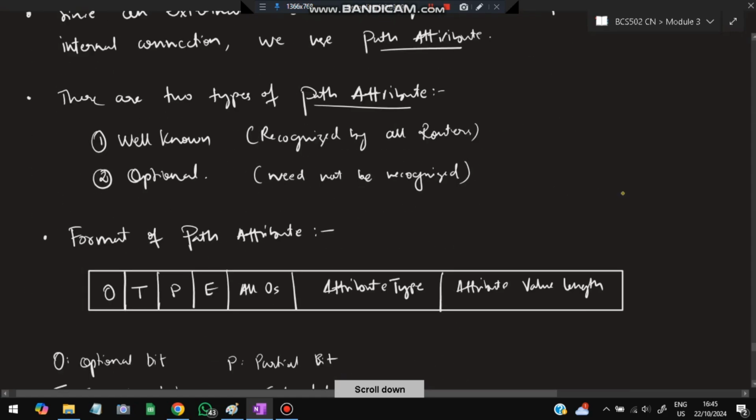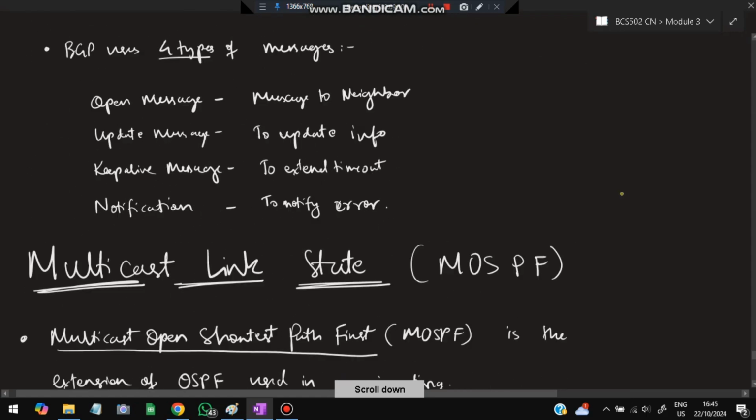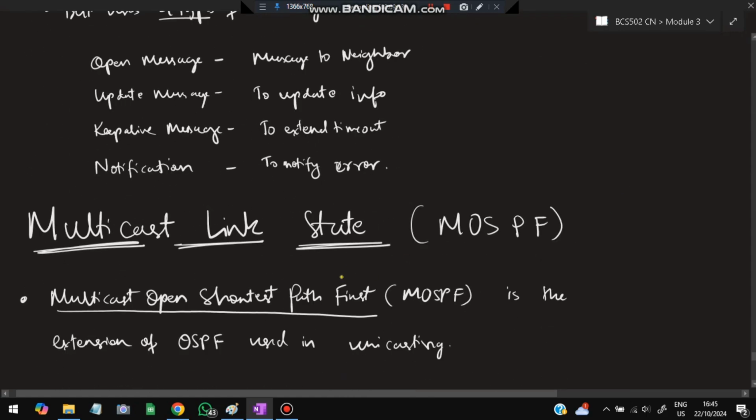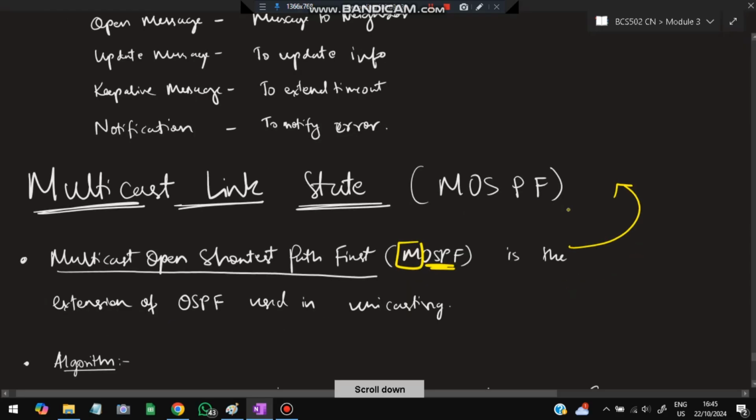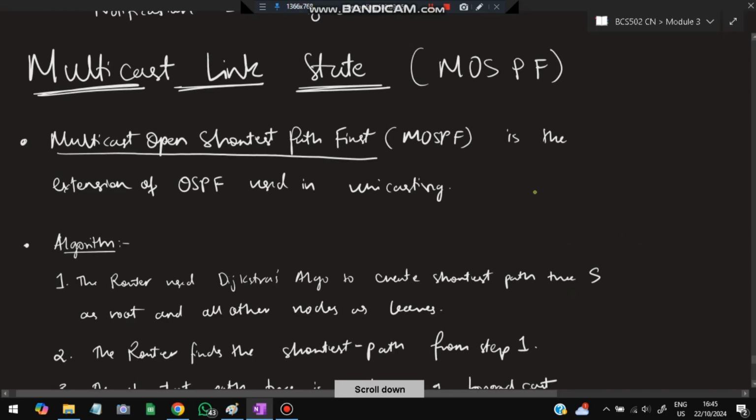Now, moving on, we have the multicast routing. Here we have the one type of algorithm protocol, which is the multicast open shortest path first, or MOSPF. M is the multicast, OSPF is the same as the previous one. So whatever the points were valid for OSPF, here also it is valid. Slight changes will be there here. If you don't know what multicast is, it is for transferring information from one node to multiple nodes. That is called multicast. Unicast means one to one.